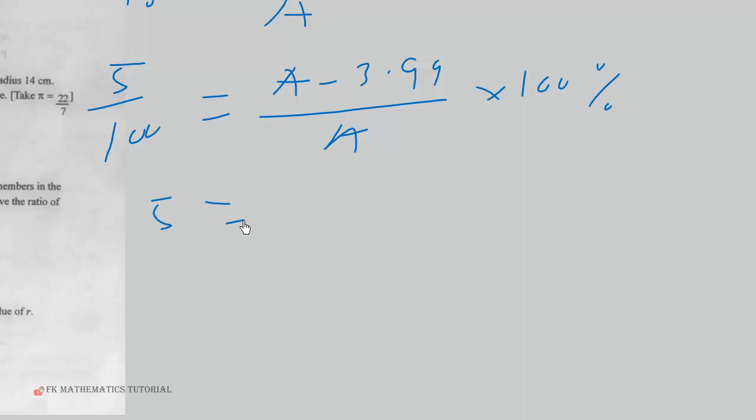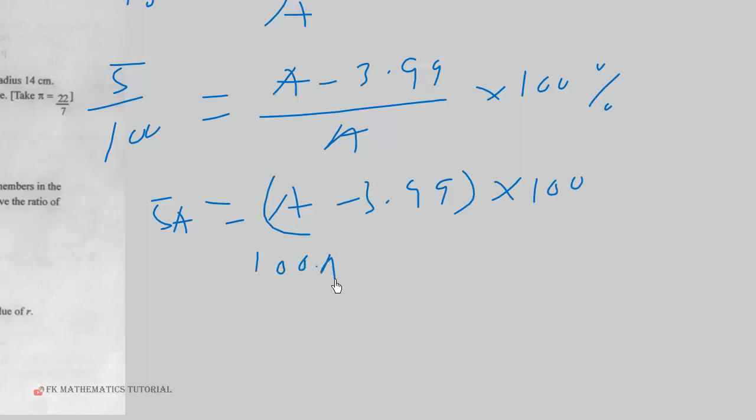So 5 will be equal to A minus 3.99, 5A, and so this one will be times 100. So 100A minus 399 will be equal to 5A.